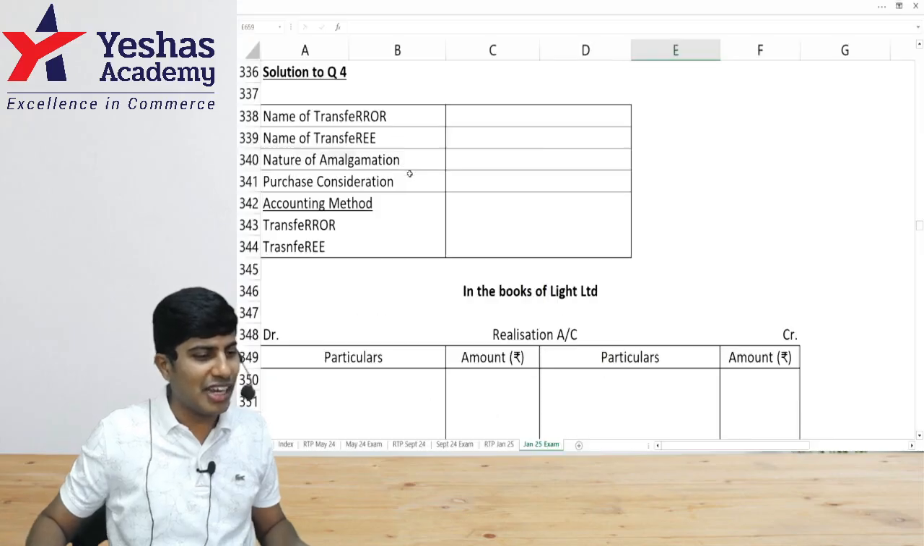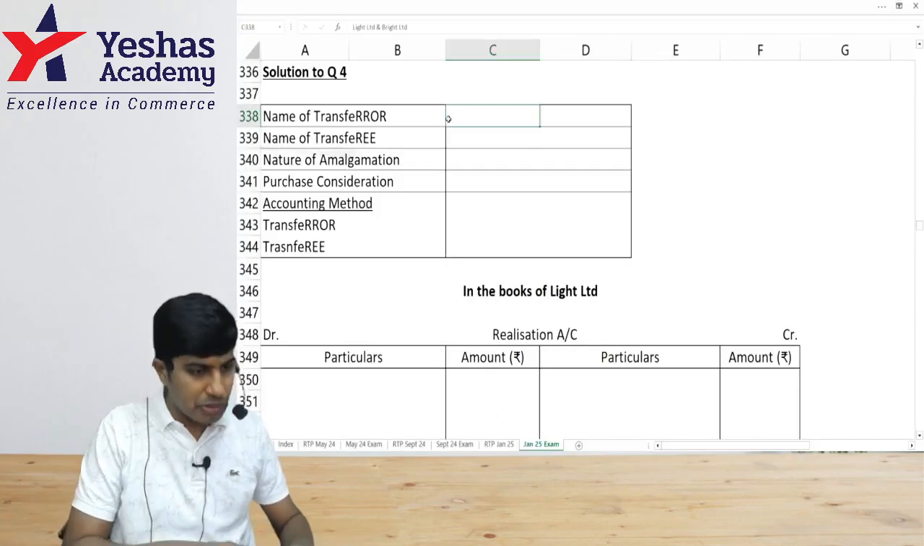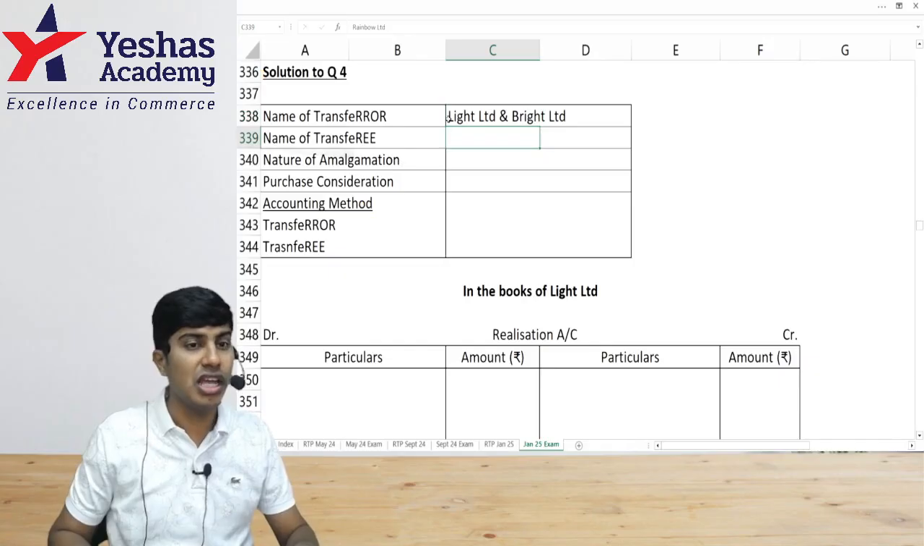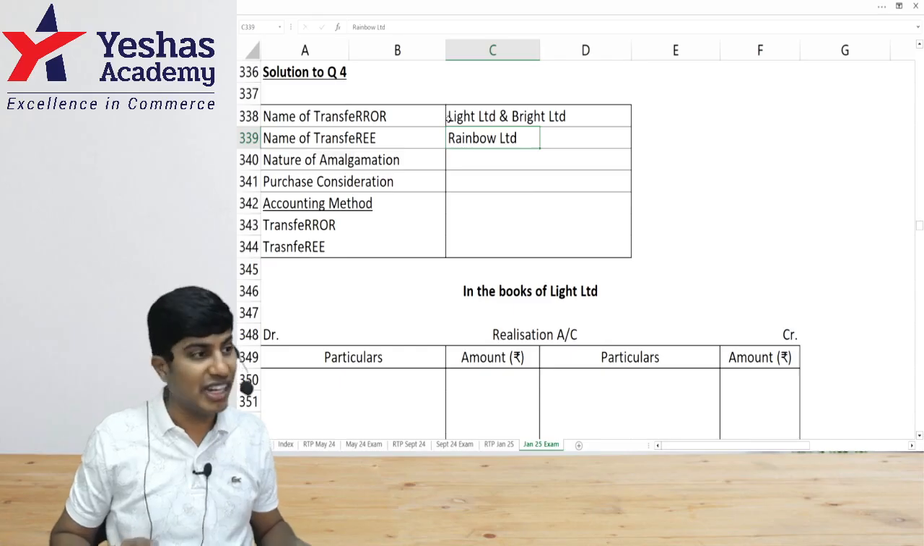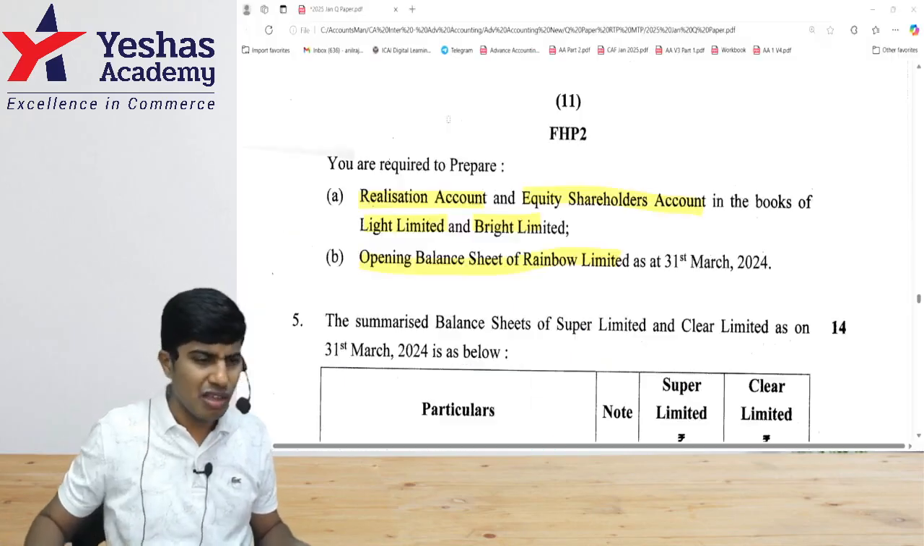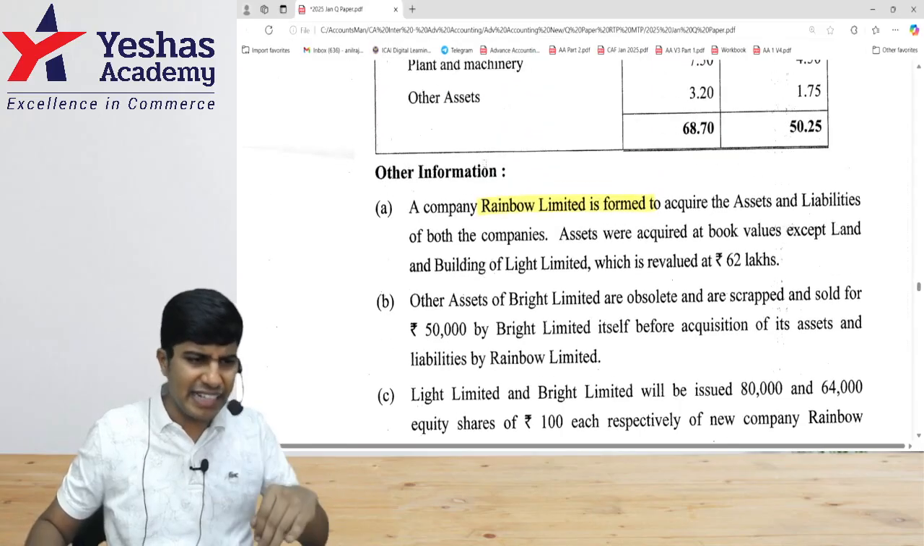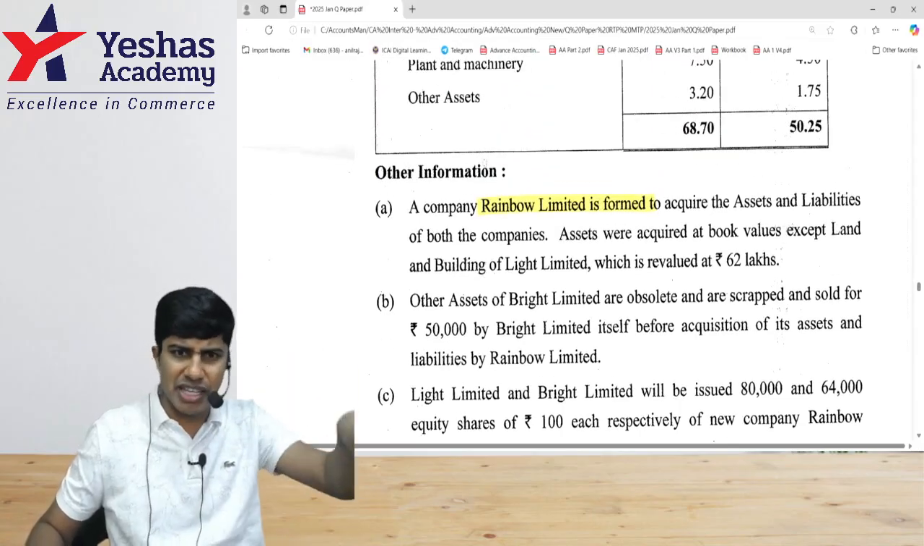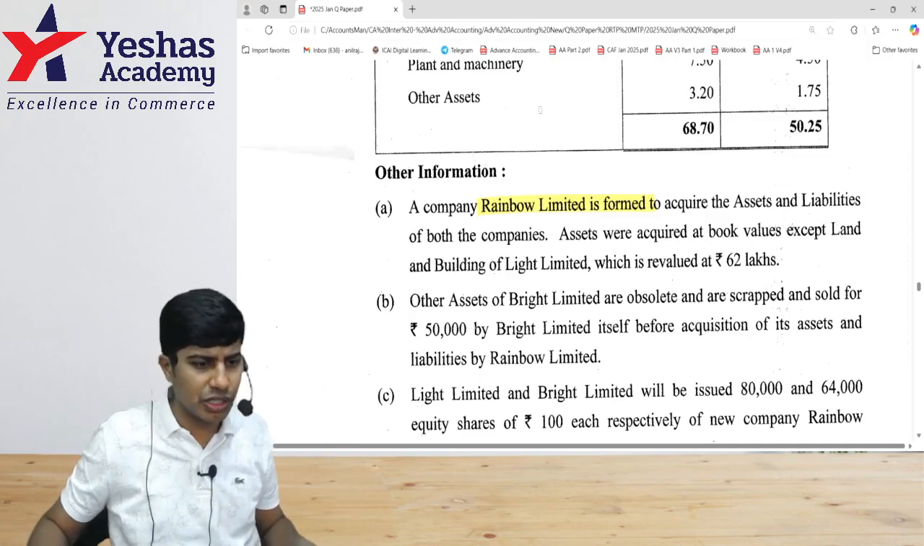Come on. What is the name of the transferor? Light and Bright. Name of the transferee? Rainbow. Nature of amalgamation? We don't know. Too early to judge. It can be a merger, it can be a purchase. We'll see it later. Read the adjustments, make any markings if there are any, and then start with the solution.